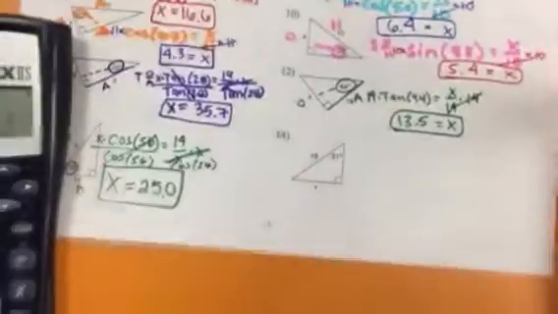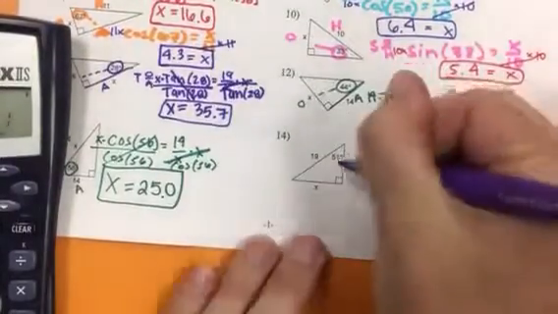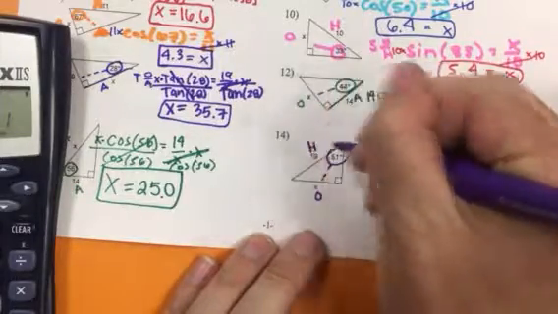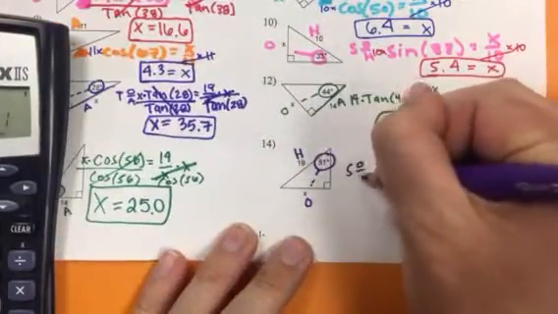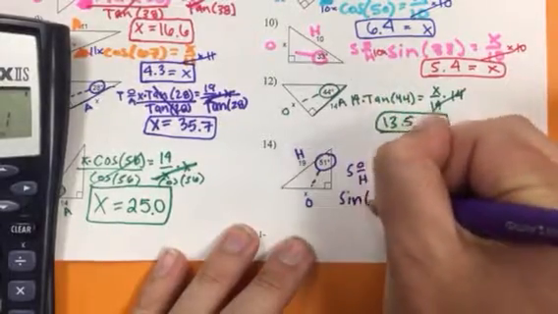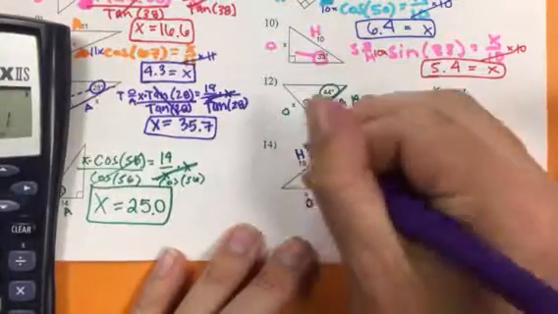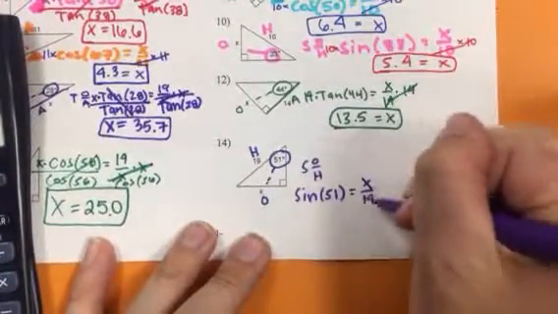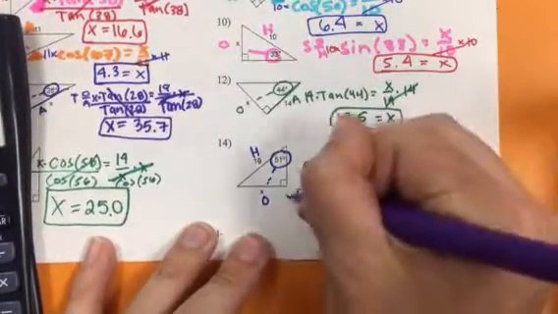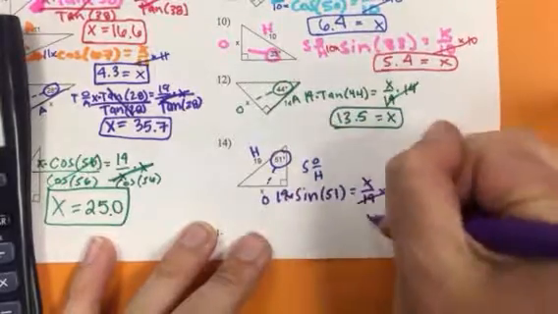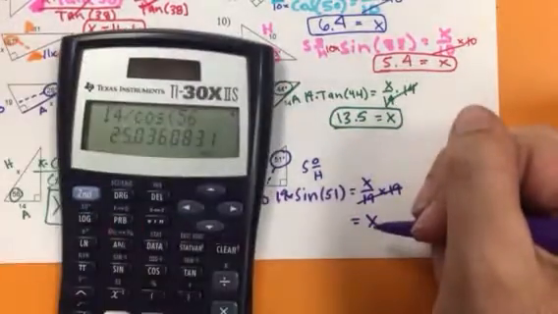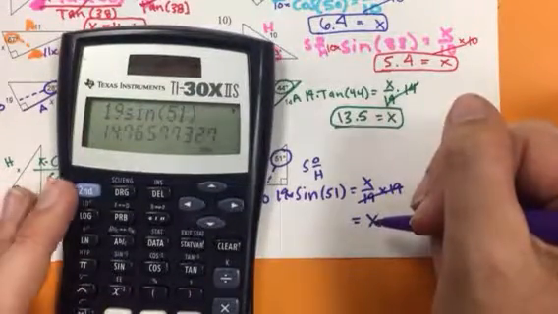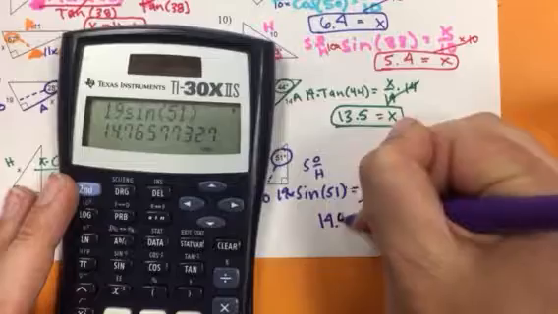And 14, 51 is our angle. We have the opposite side and the hypotenuse. That means we are using sine of 51 equals O over H. Get rid of the denominator because x is in the fraction. Cancels out, and x is equal to 19 sine of 51, 14.8.